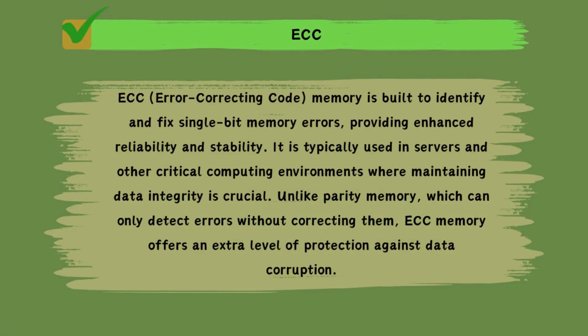ECC, Error Correcting Code memory, is built to identify and fix single-bit memory errors, providing enhanced reliability and stability. It is typically used in servers and other critical computing environments where maintaining data integrity is crucial. Unlike parity memory, which can only detect errors without correcting them, ECC memory offers an extra level of protection against data corruption.